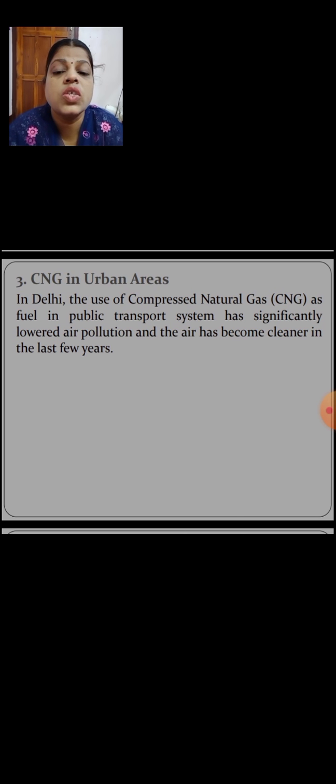Next, the third strategy to attain sustainable development is the use of CNG in urban areas. So, what is the full form of CNG? In Delhi, the use of compressed natural gas as fuel in the public transport system has significantly lowered the air pollution and the air has become cleaner in the last few years.